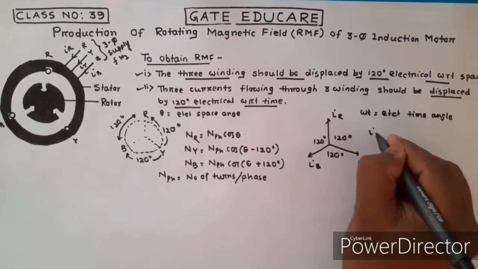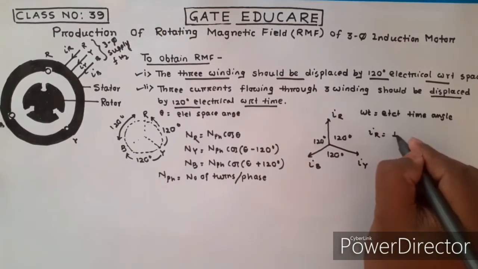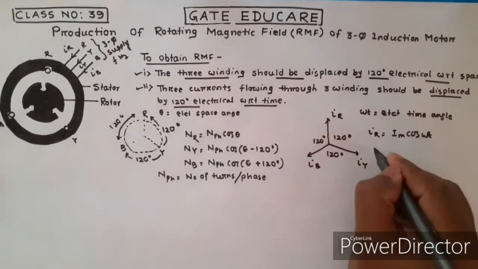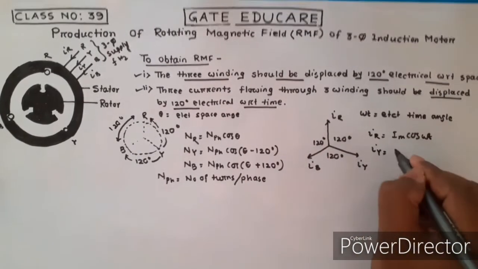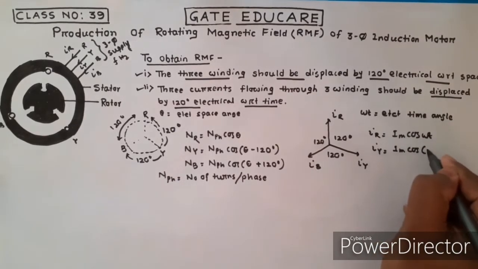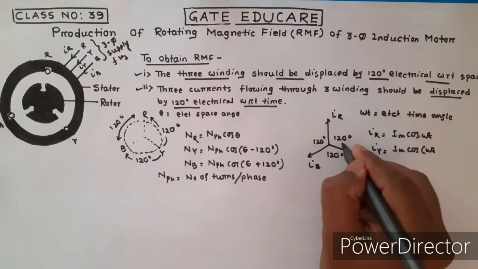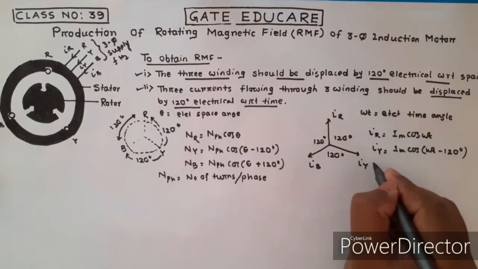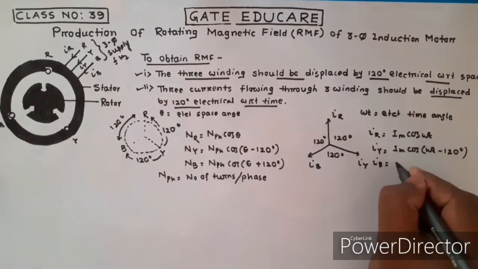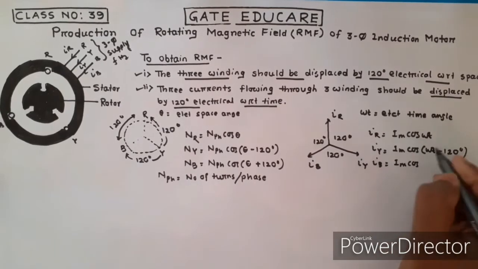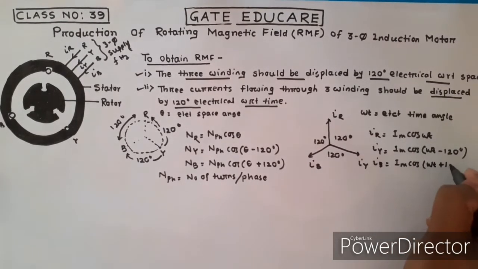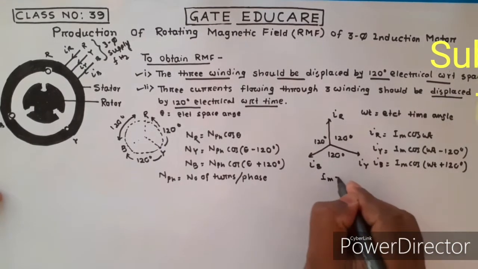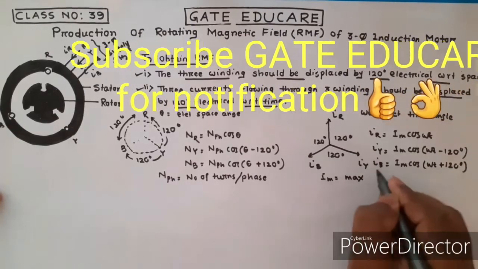then I of R is Im cos of omega t. I of Y is Im cos of omega t minus 120 degree. I of B is Im cos of omega t plus 120 degree, where Im is the maximum current per phase.